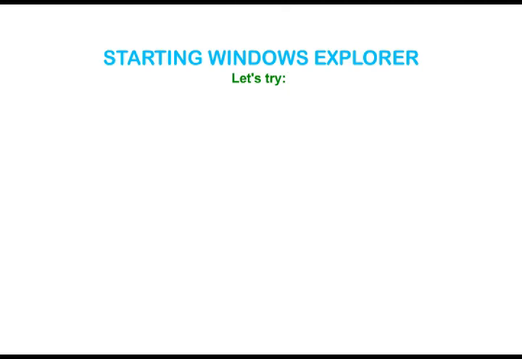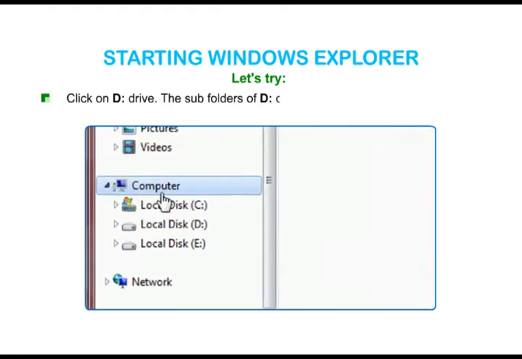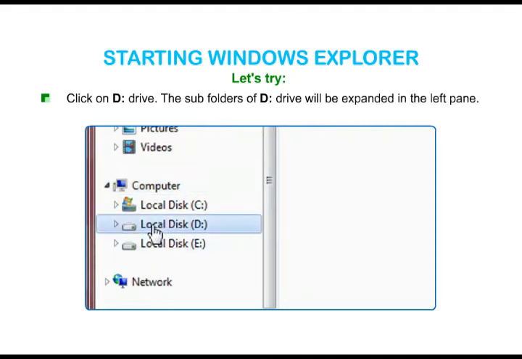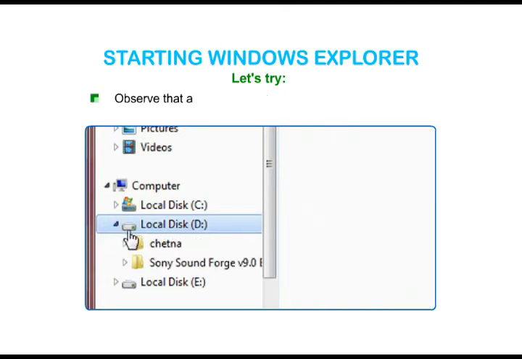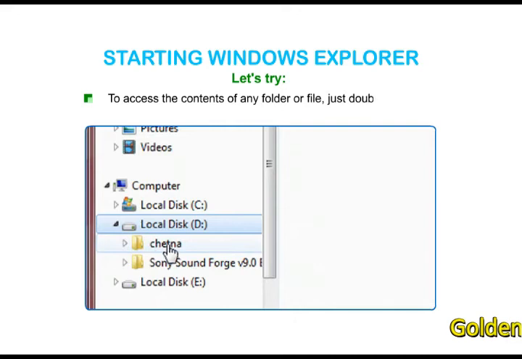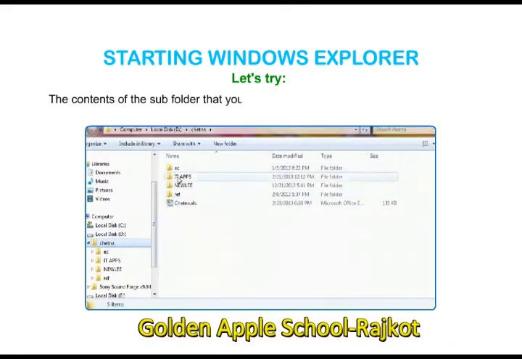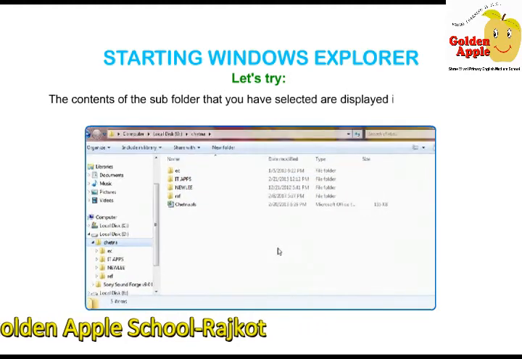Now students, try this out. Click on the D drive. The subfolders of D drive will be expanded in the left pane. Observe that all the subfolders are arranged alphabetically. To access the contents of any folder or file, just double-click on it. The contents of the subfolder that you have selected are displayed in the right pane.